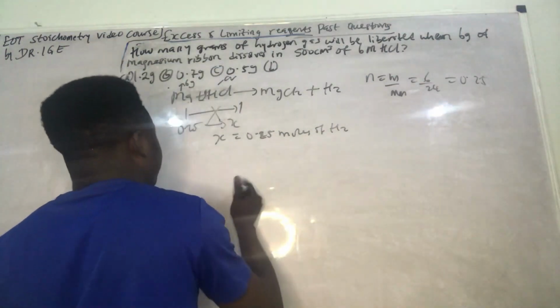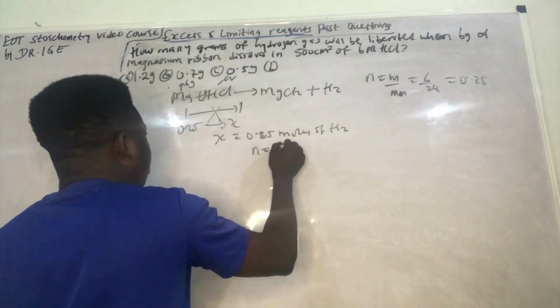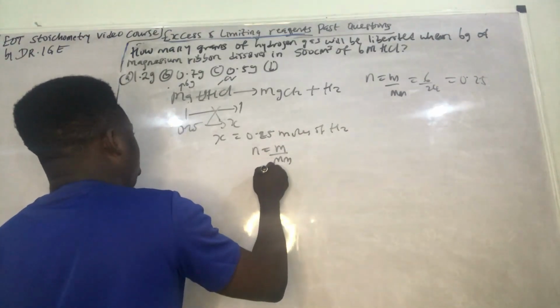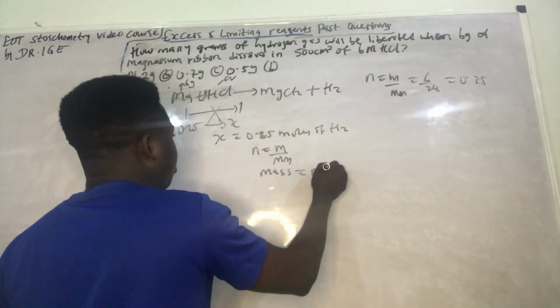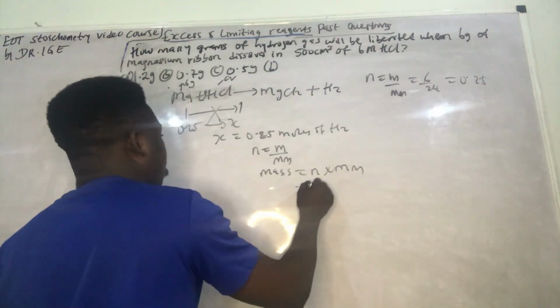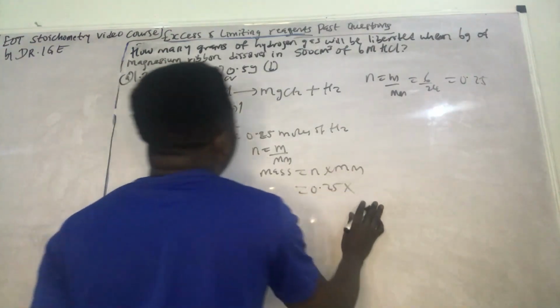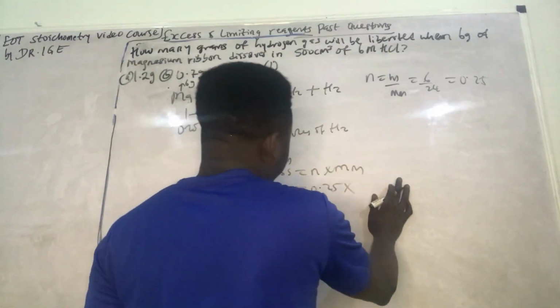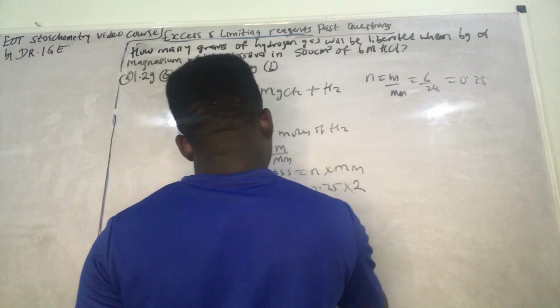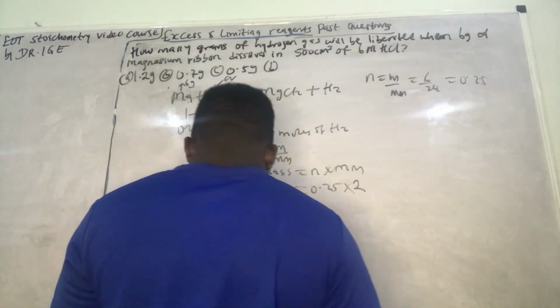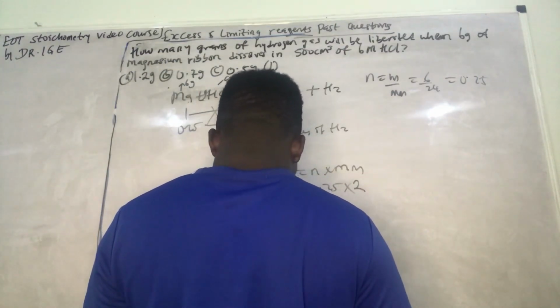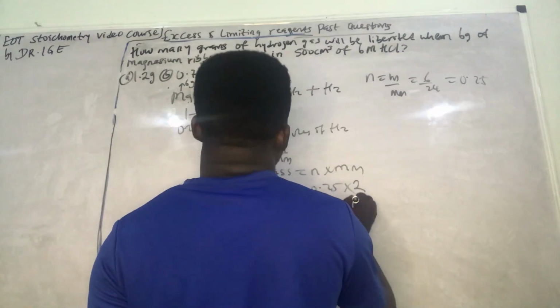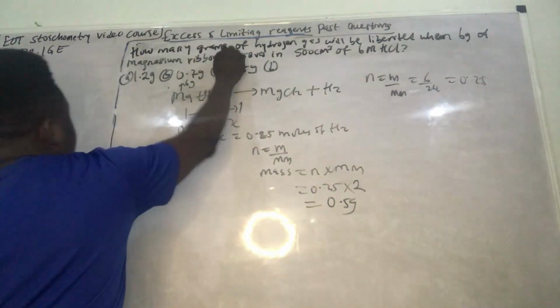So I'm looking for what? The mass. How many grams? Number of moles is equal to what? Mass over molar mass. And then we also know that mass is equal to number of moles times molar mass of hydrogen. What is the number of moles? 0.25. What is the molar mass of hydrogen? We're talking about hydrogen gas here, right? That would be 2. That's 0.25 times 2, that's 0.5 gram. So option C is correct.